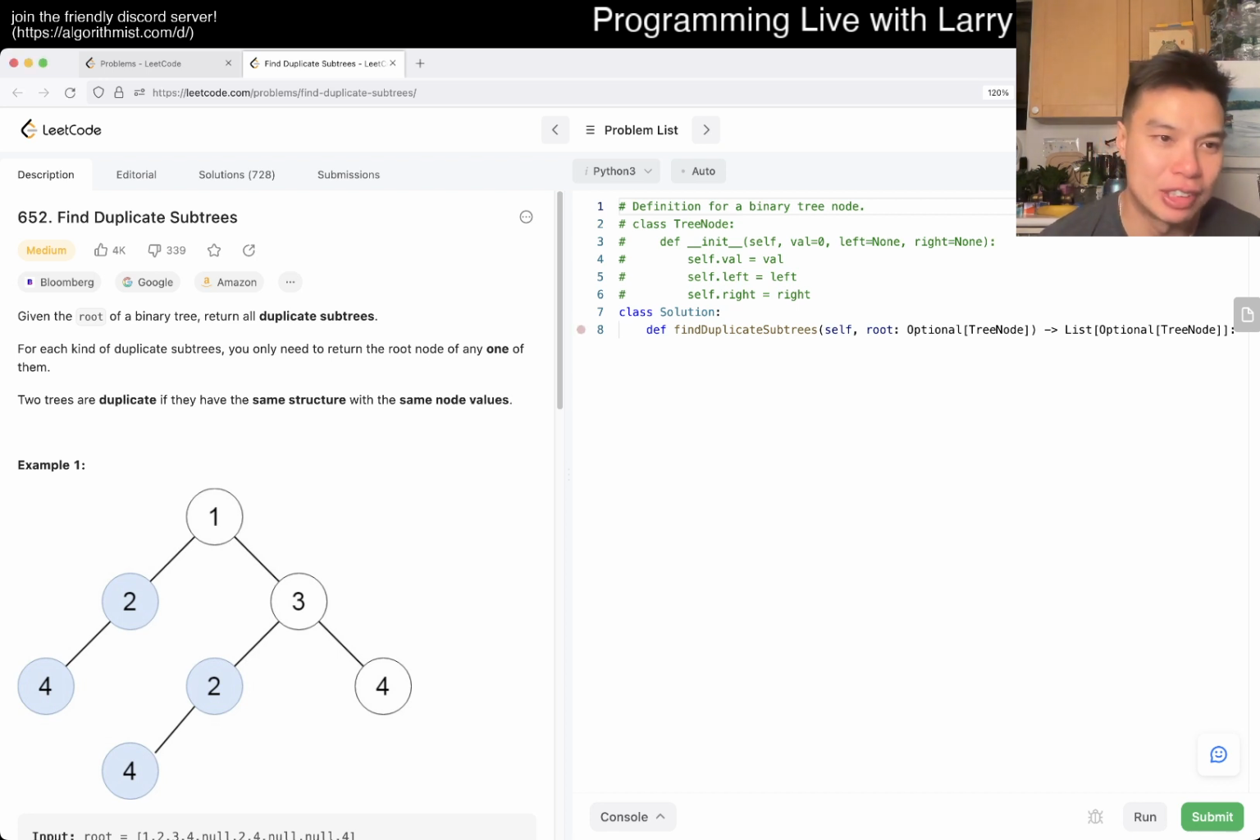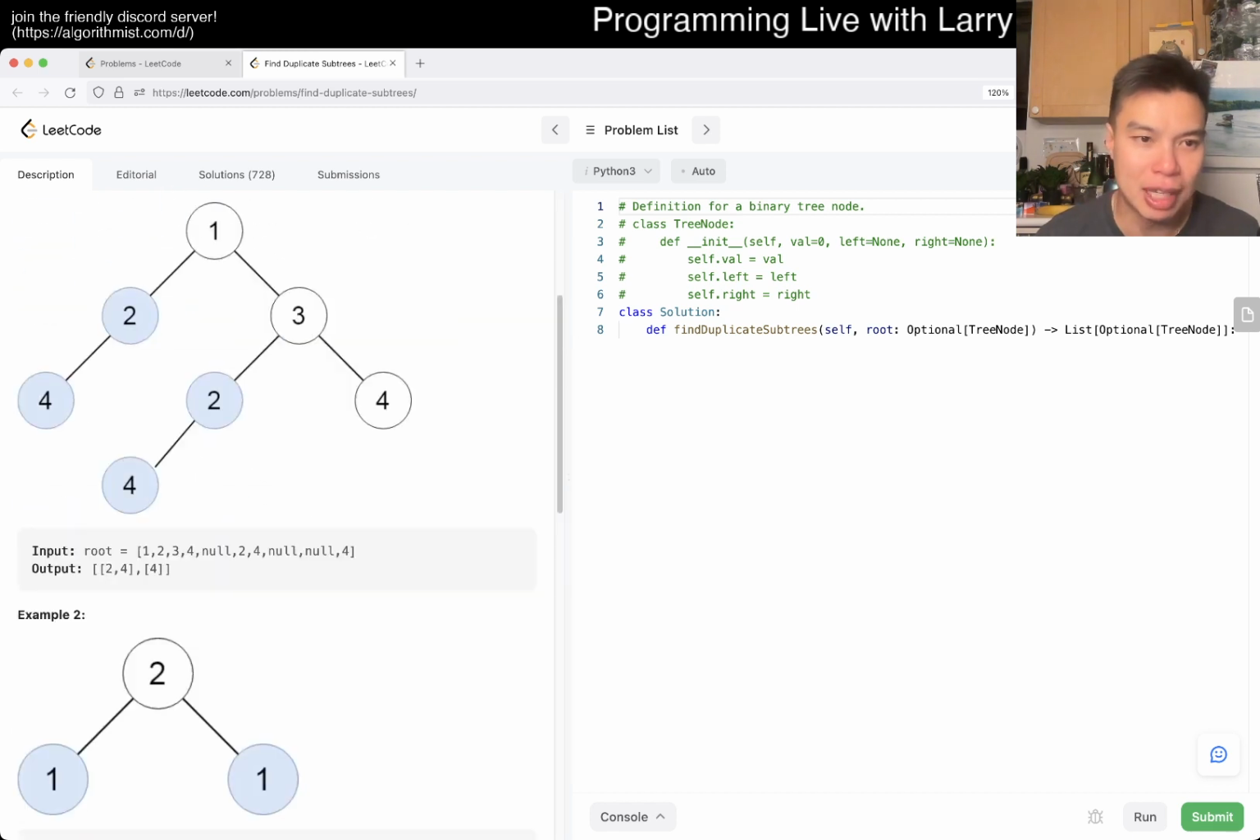Find duplicate subtrees. So given the root of a binary tree, return all duplicate subtrees. For each kind of duplicate subtrees, you only have to return the root of any one of them. Two trees are duplicated if they have the same structure with the same node values. That makes sense, I guess.